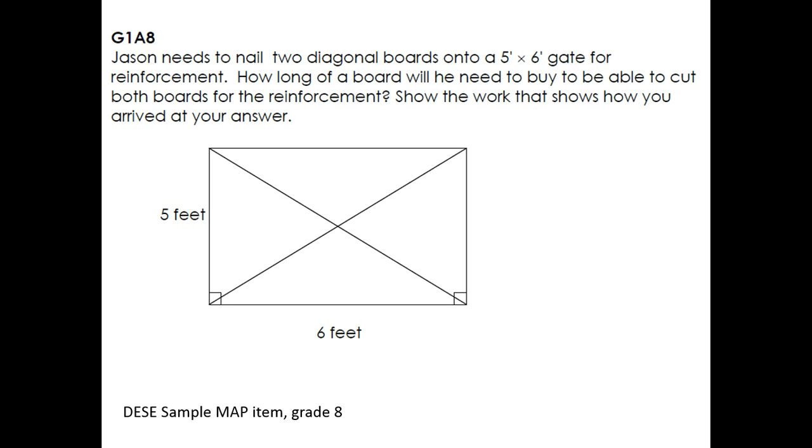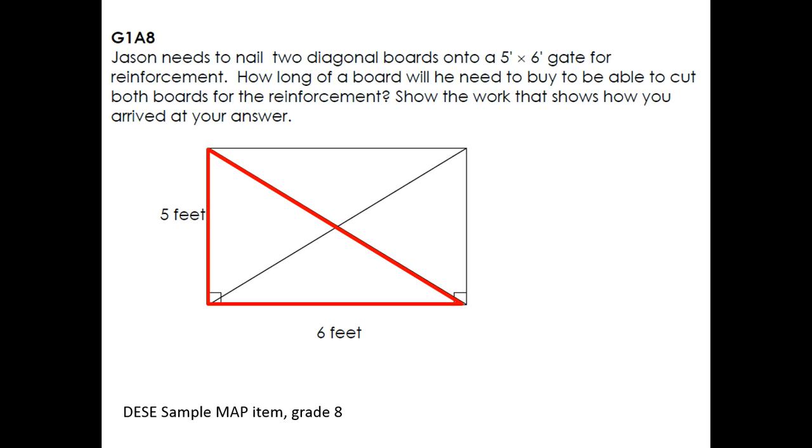Here's one more sample item. This is a sample MAP item, once again for grade 8 from DESE. It says Jason needs to nail 2 diagonal boards onto a 5-foot by 6-foot gate for reinforcement. How long of a board will he need to buy to be able to cut both boards for the reinforcement? Now this one has a little bit of a trick to it, but let's start by figuring out what exactly they're talking about with these boards that he's going to be cutting.